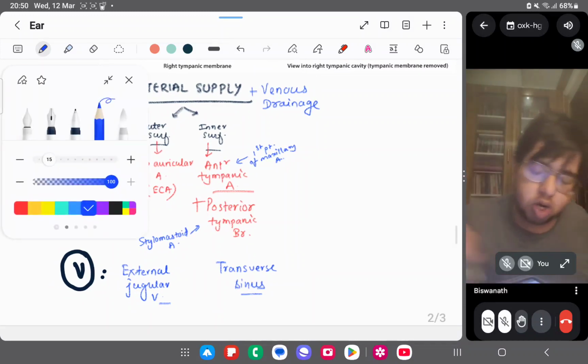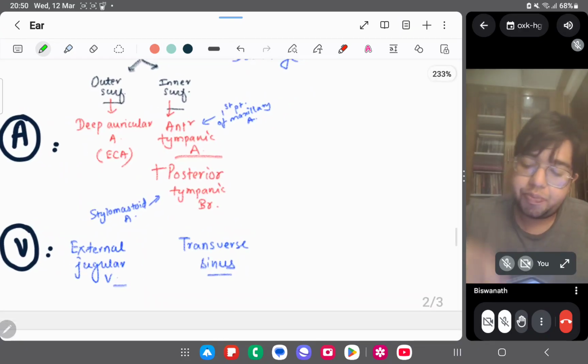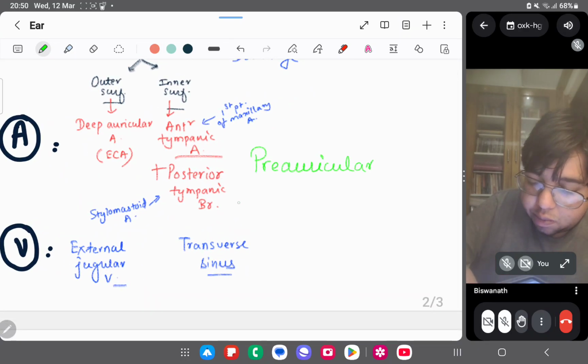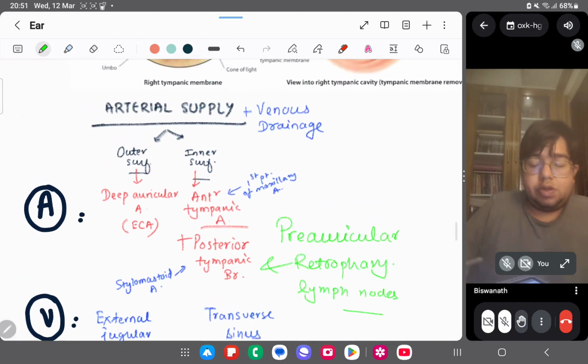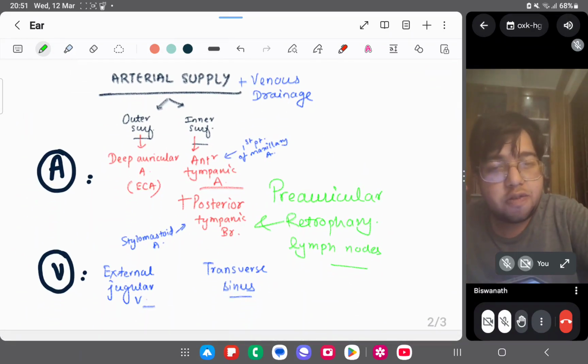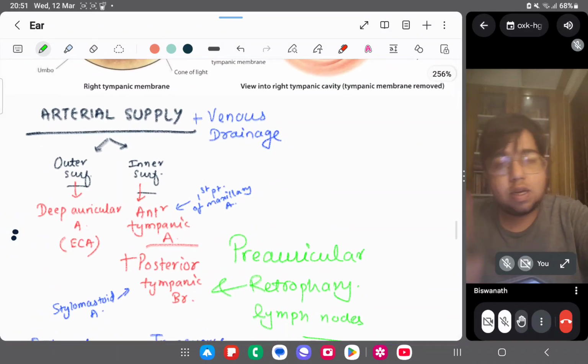Lymphatic drainage is not that important. If you want to write, then you can write preauricular and retropharyngeal group of lymph nodes. So we discussed some theoretical part of this. Okay, nervous innervation, right?